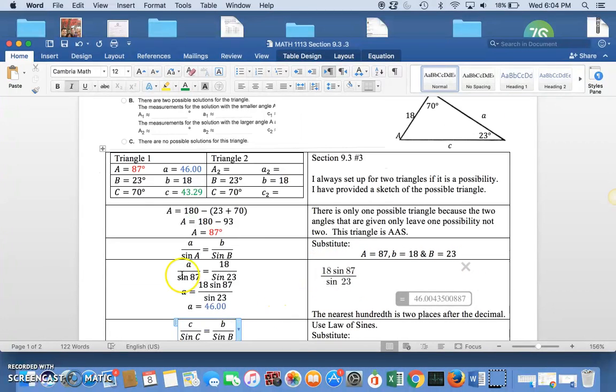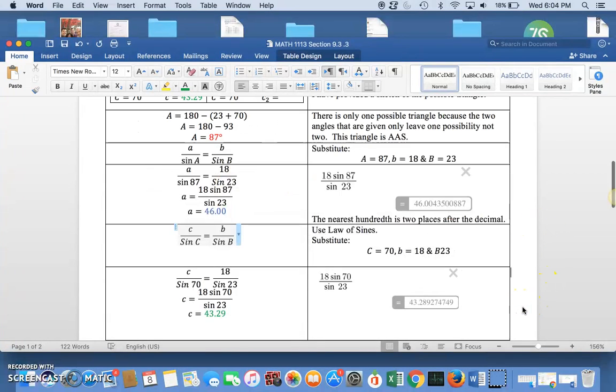Okay, if you cross multiply, you get 18 times sine 87 and A times sine 23, but then you divide by the sine 23 to get A by itself. This calculation is done right here in the Desmos calculator, and it asks you to round these to 2 units, or to the nearest hundredth. The nearest hundredth is 2 units. So side A is 46 degrees.